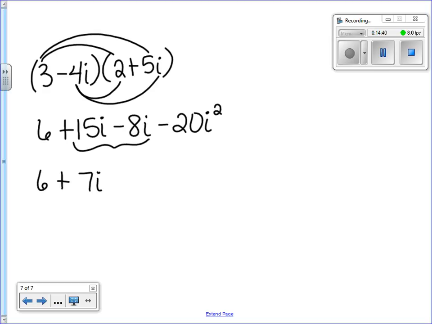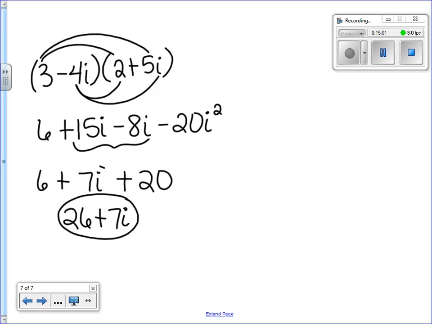Now what happens with this? What's i squared? Negative 1. So this is like a negative 20 times a negative 1. What's going to happen here? It's going to go to plus 20. And my simplified answer is 26 plus 7i. Okay, I'm going to leave that one up there. Let me give you one to try.